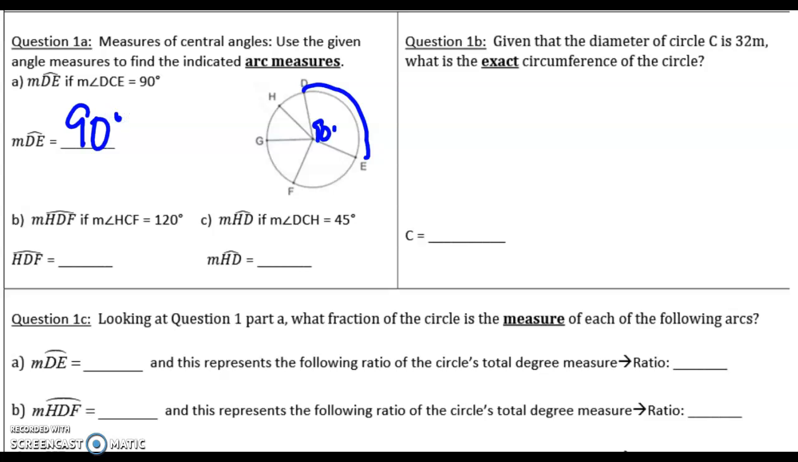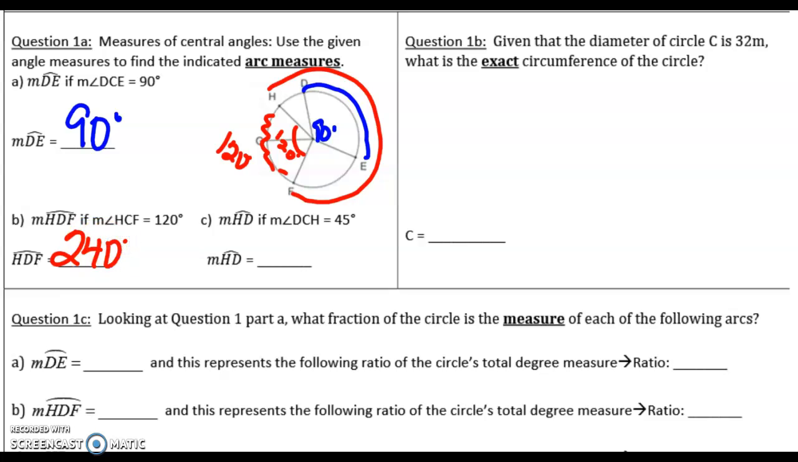In this next example, we know that measure HCF, that's right here, is 120. And we are asked to find the arc measure of the major arc, HDF. So that's all of this. If this is 120, this arc right here would be 120, and this major arc would be all the way around the circle except for that 120, so this would be 240.